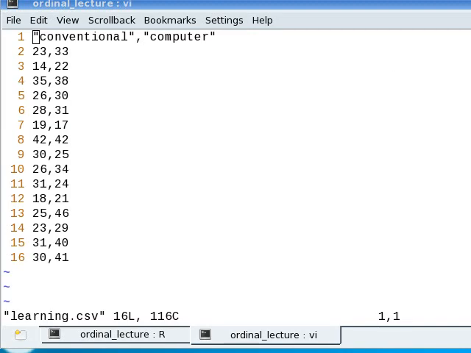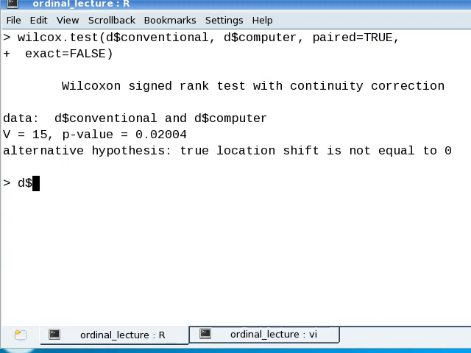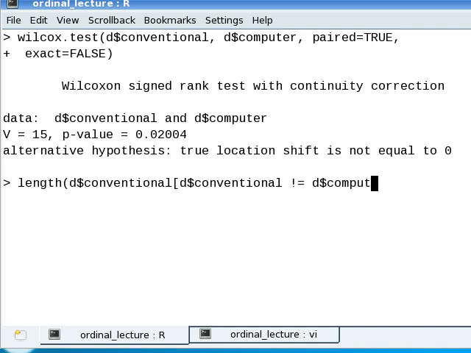When you report your results, you have to tell how many items there are that you were looking at, and you have to eliminate people like this who rated them the same before and after. The way you figure out how many there are is to do the following. We're going to look at the length of the conventional column for all those entries where the conventional is not the same as the computer course values. And that will tell us how many people gave a different rating from one situation to the other situation. And sure enough, that comes back as 14.